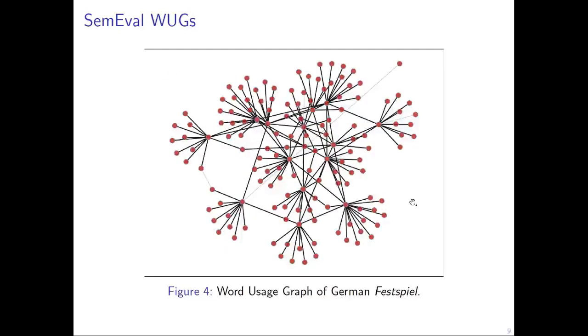There are also examples like German Festspiel, which is very clear. Note that we only have high edges, black edges in this graph, and no low edges, which means that all nodes should probably have the same sense.